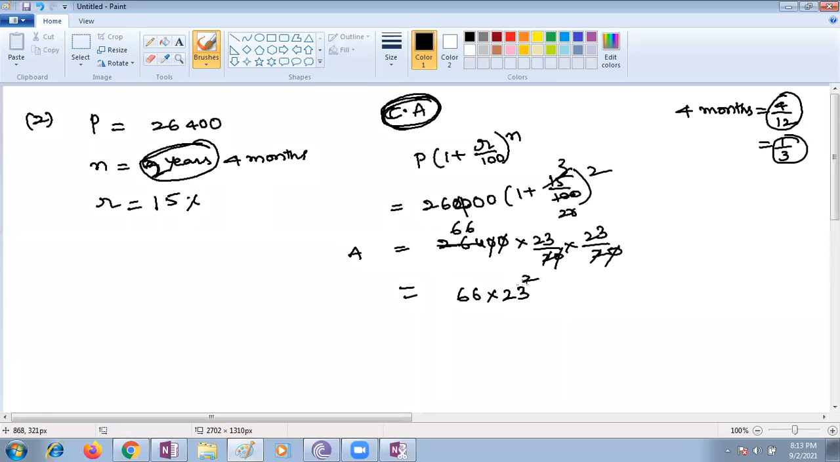23 square, you know. What is 23 square, Nana? Ma'am, 25 square, ma'am, 625. 25 square is 625. 23 square is 529. Ma'am, 529. Okay, 529. So 66 multiplied with 529.